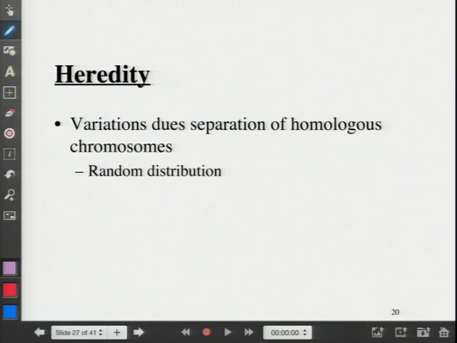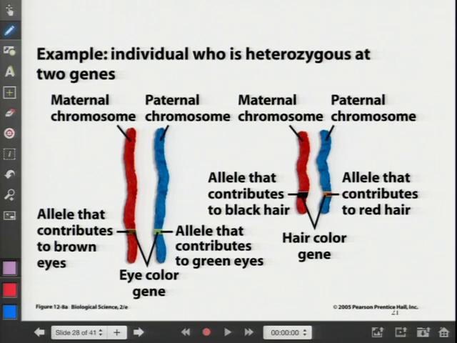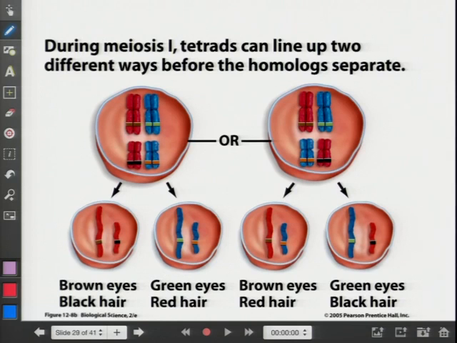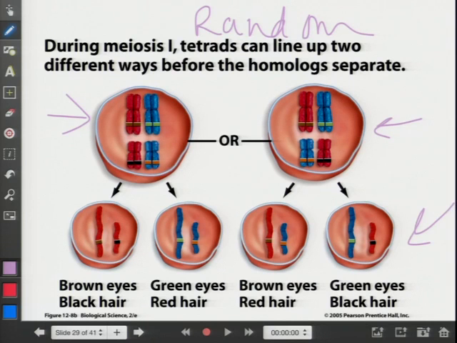Okay, so we talked about that. We did a little bit of this. I'm not skipping it, but we've already talked about this, and we kind of need to go on. This is the example of random or independent assortment, right? They could line up like this and pull apart this way, or they could line up like that and end up pulled apart like that. Right. They're not showing you the middle steps, dot, dot, dot, between there, because first we have to pull apart the homologs, then we pull apart the sisters. They're just giving us the end product. Don't let that freak you out. I think it's a bad figure, but I didn't write this textbook.